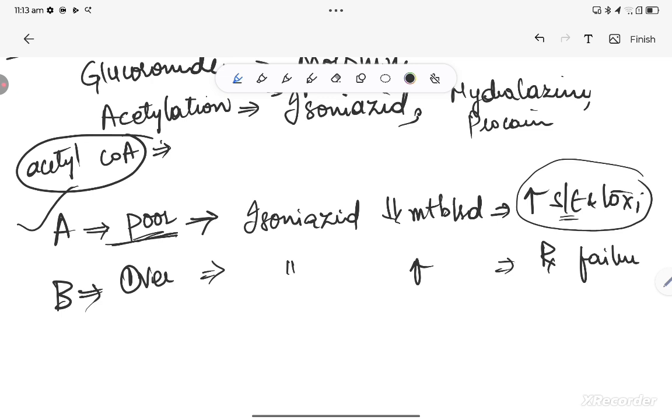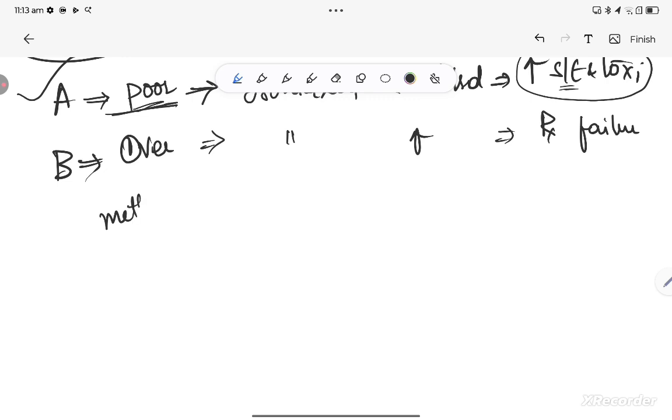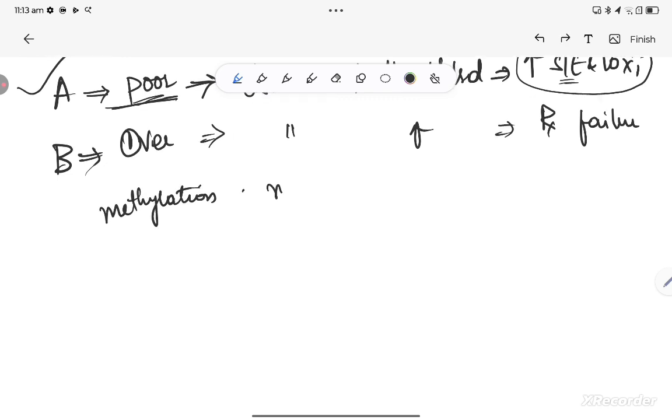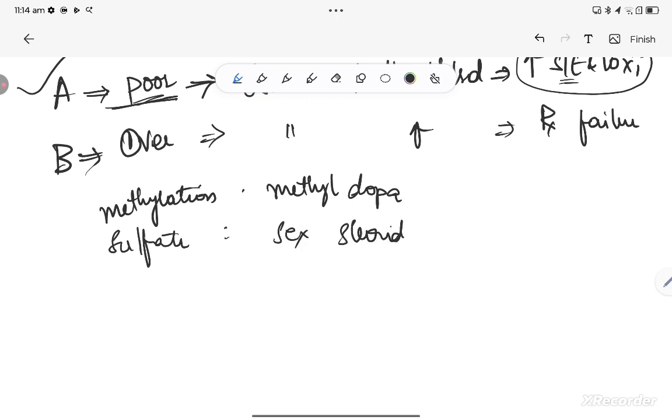You need to remember this. Then comes our third one, methylation. Remember one example for it. For this, it is sufficient. That is methyldopa. In the same way, sulfate conjugation. All your steroids, sex steroids, have sulfate conjugation only. And then your glutathione. With respect to glutathione, you have to remember a lot. Best example for that is paracetamol, glutathione S-transferase.